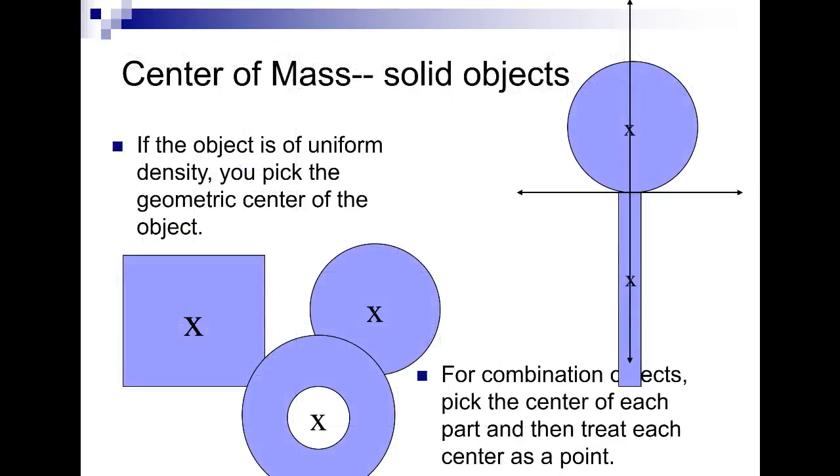Okay. Now what if you have a solid object? Well, it's got cut off a little bit, but I think we can tell what's going on. If the object is of uniform density, you use the geometric center of the object. If you have a combination of objects, you pick the center of each part, and then you treat that center as a point. Okay, so for example, this donut right here would be composed of a positive circle, and then we would subtract from that the smaller negative circle. Or up here, with the circle and the rectangle, we would just add the centers of mass for each of those objects.